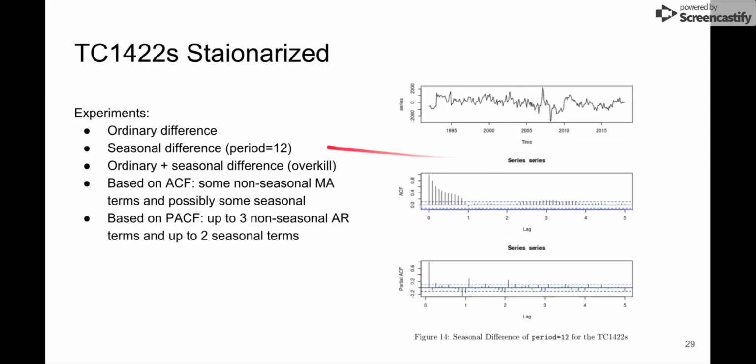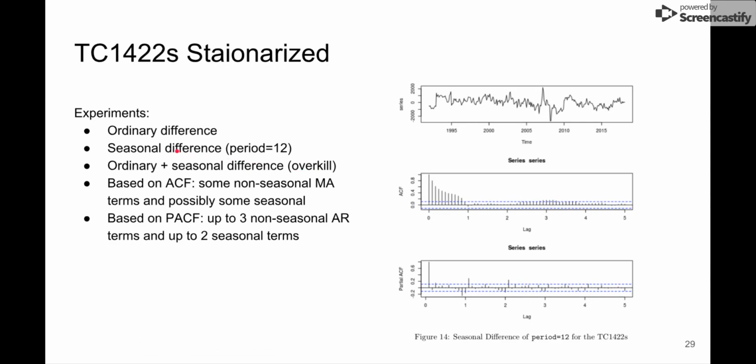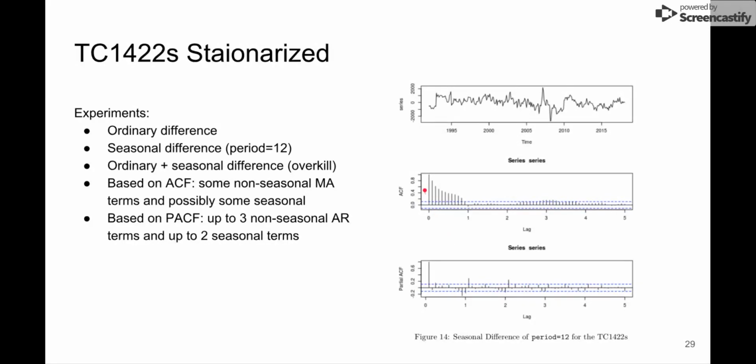And so the TC1422S was stationarized using the seasonal difference of period 12. I tried different differencing, but again, ordinary and seasonal difference together was an overkill because of the same reason that I explained on other time series and experiments. So here, if you take a look, there are again up to 3 maximum non-seasonal autoregressive terms, and it could be up to 2 or 3 maybe seasonal autoregressive terms. Similarly, we have a few non-seasonal moving averages here.